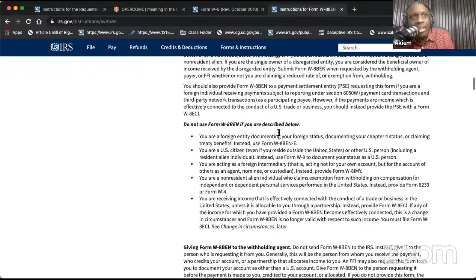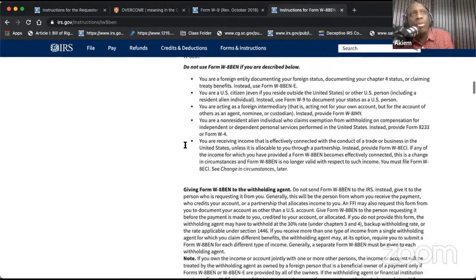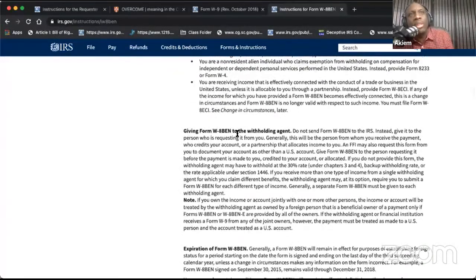Then it says here, like I said in my other video, giving Form W-8 BEN to the withholding agent. Do not send Form W-8 BEN to the IRS. Instead, give it to the person who is requesting it from you. Generally, this will be the person from whom you receive the payment, who credits your account, or a partnership that allocates income to you.